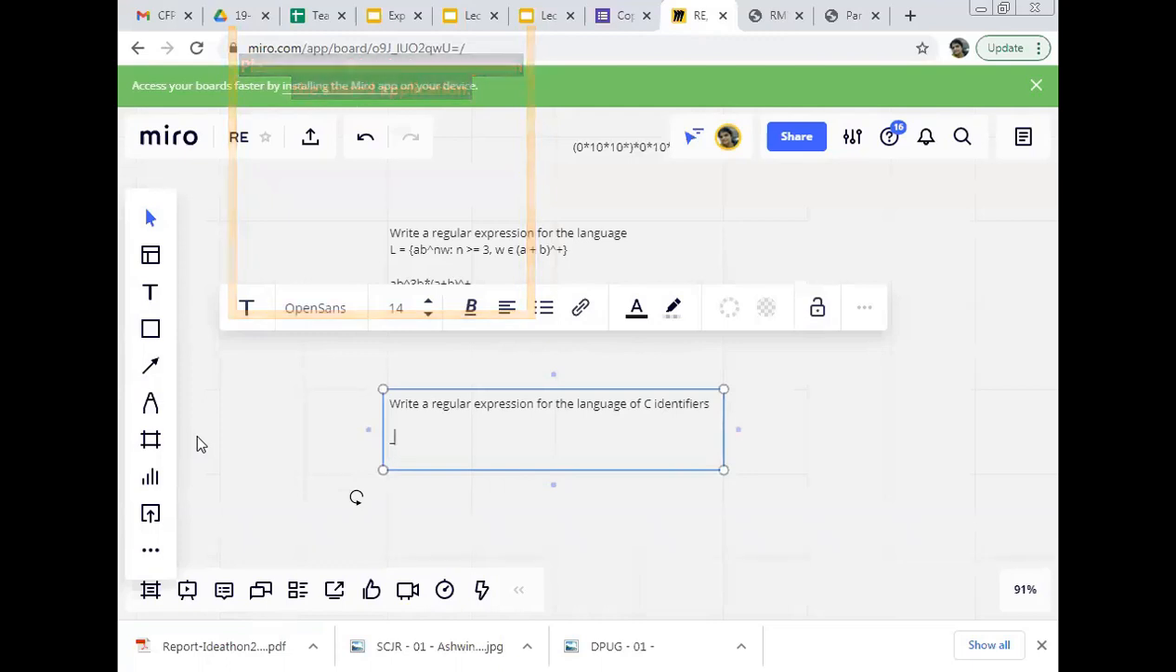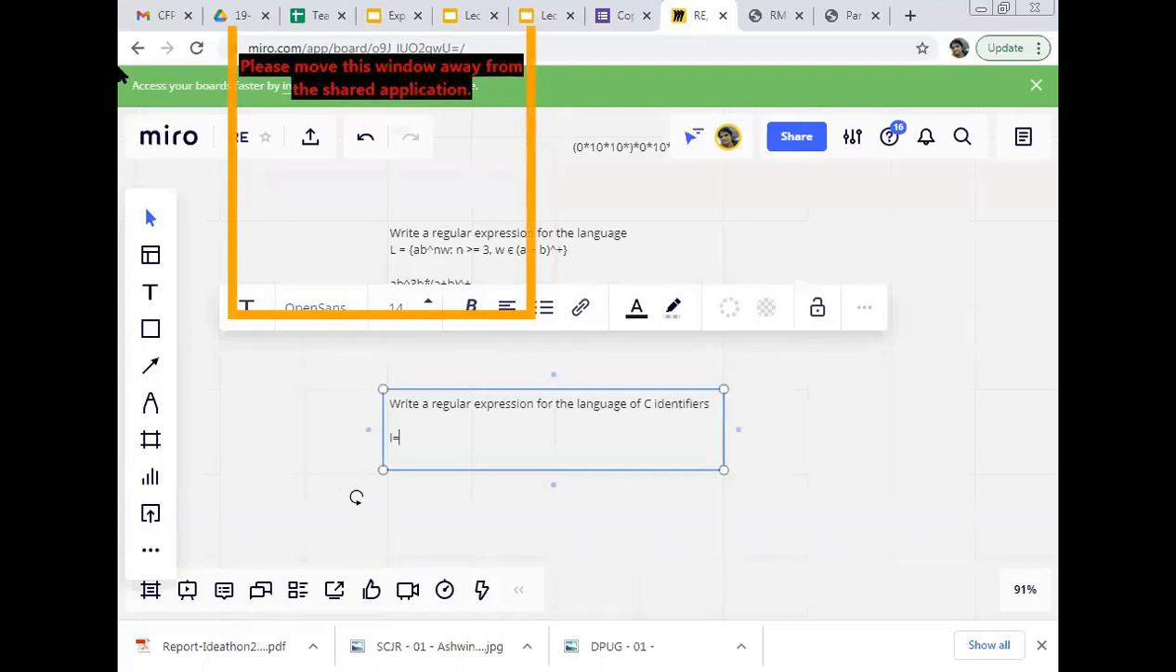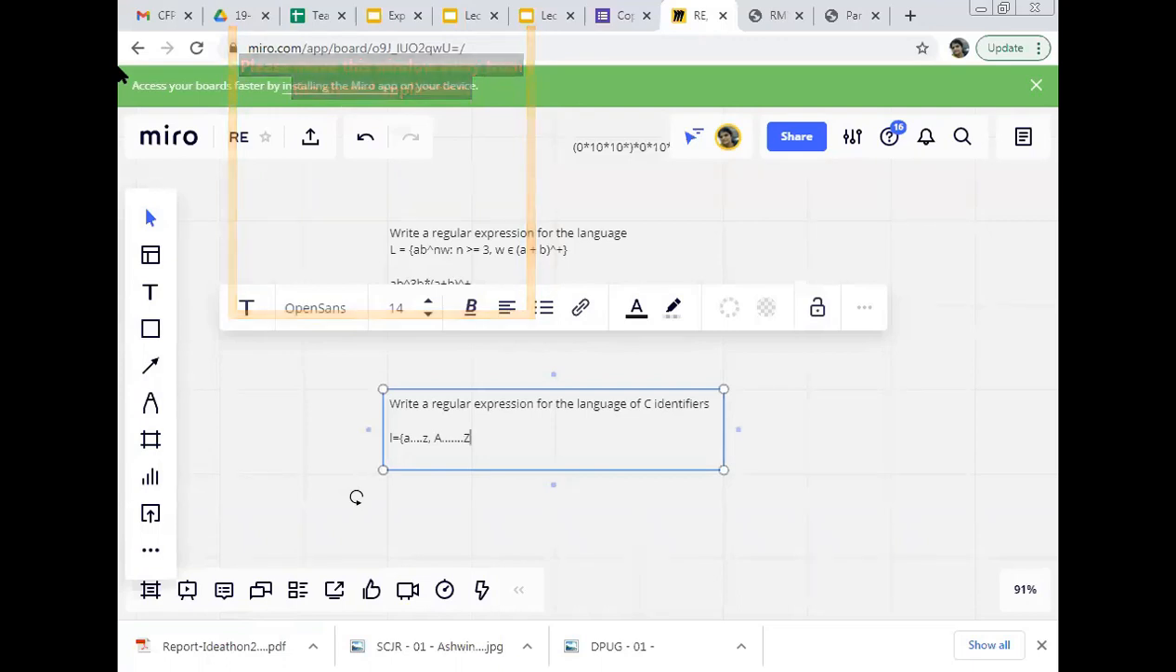Okay. It can start with an alphabet, so we have A to Z. I'll take L as all letters from A to Z. It can even have capital letters; it is not compulsory that it should have only small letters. So what I'm taking is small letters a to z and capital letters A to Z.